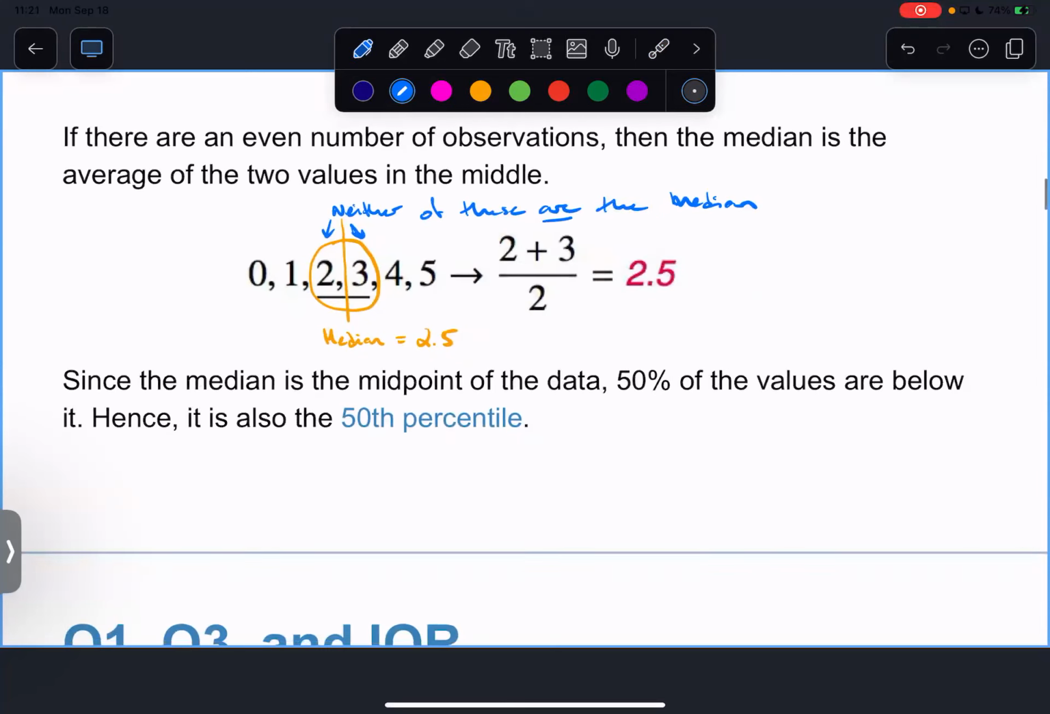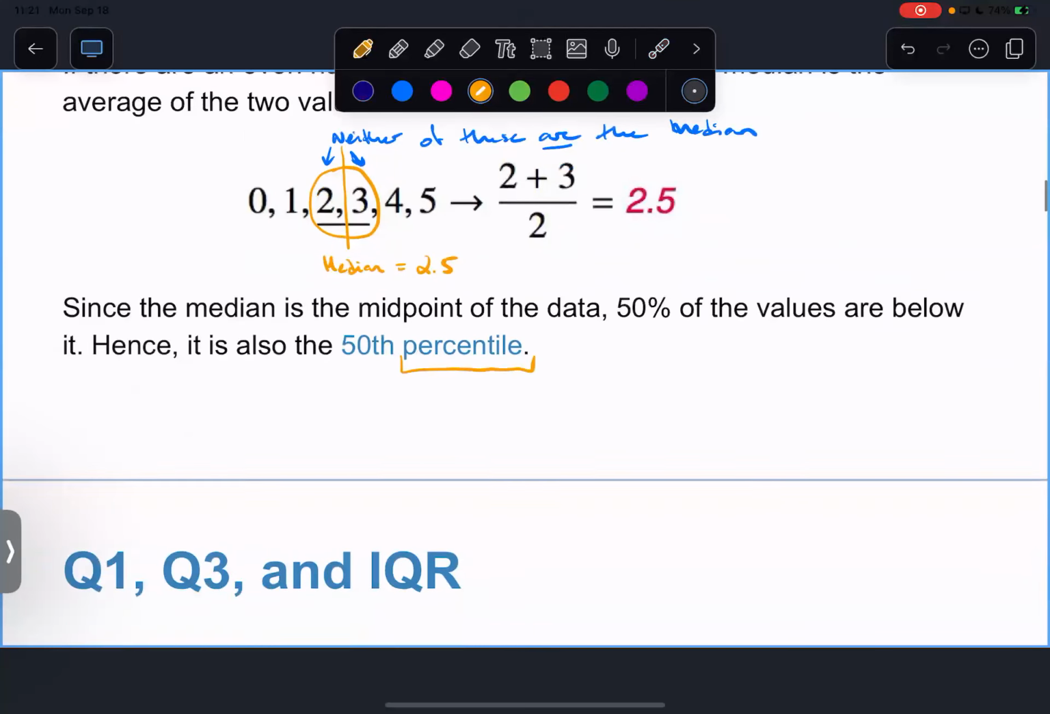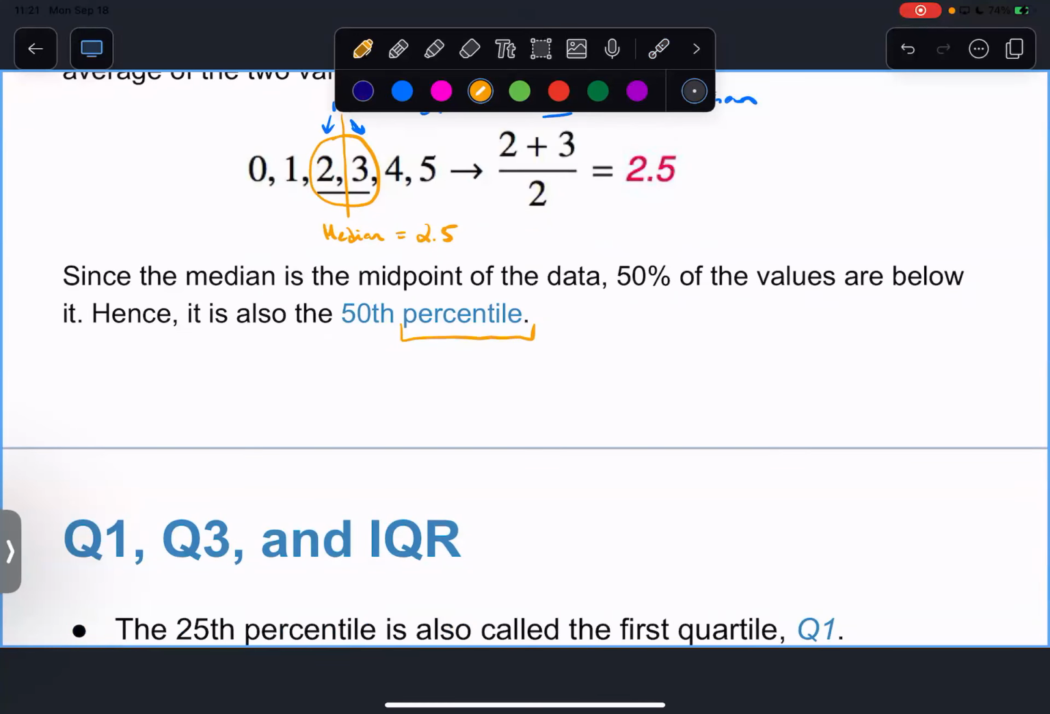There's lots of different terminology that we could use, but the median, since it's the midpoint, we could also call it the 50th percentile. The percentile meaning it has that percent of the data below it. So the nth percentile has n% of the data below it.